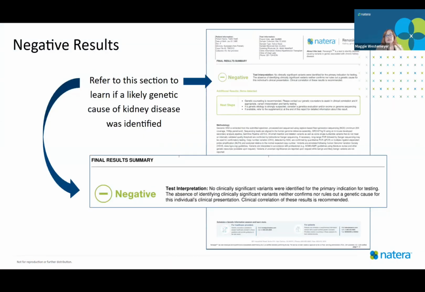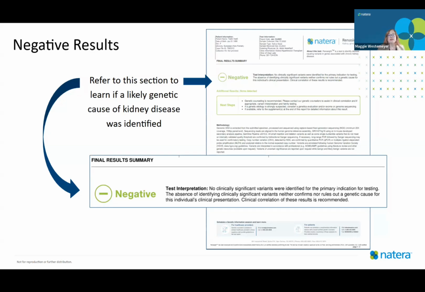So when you have a test result from Renasight, you'll see the final results summary near the top of the first page. And when no genetic findings are identified that are sufficient to cause disease based on the current evidence, you'll see a green minus sign and text indicating a negative result.